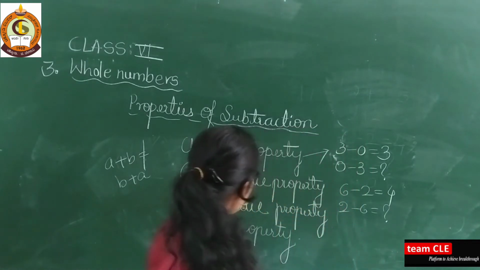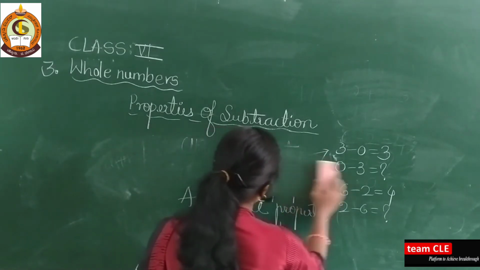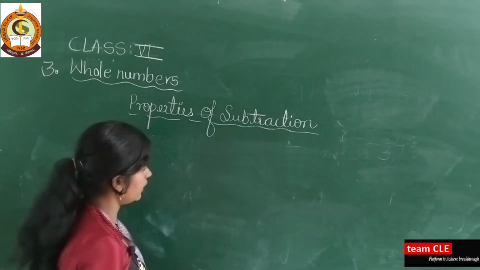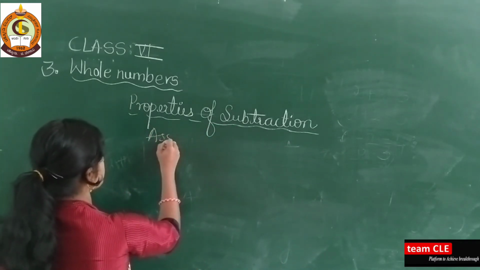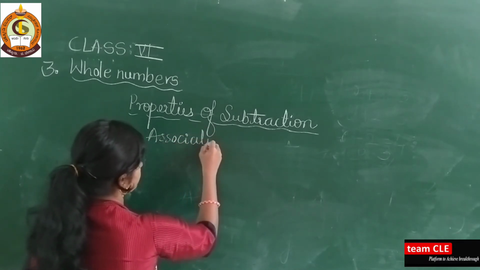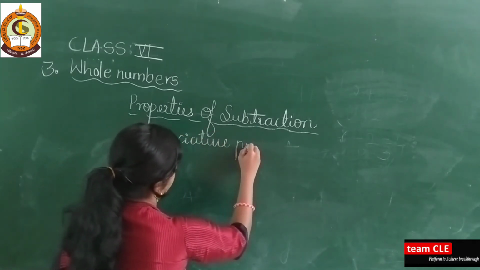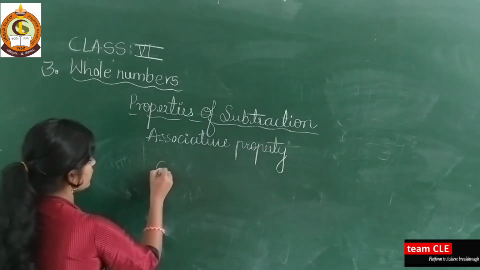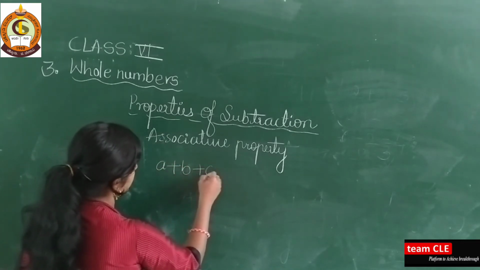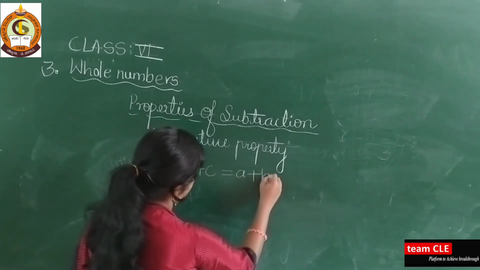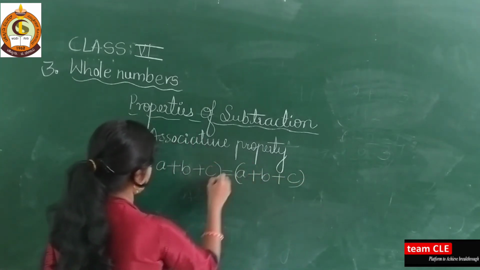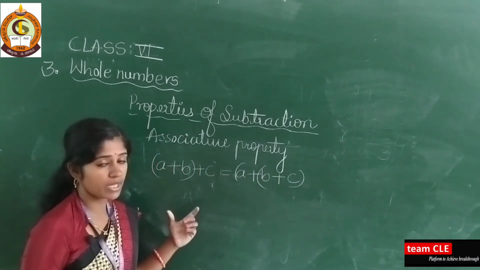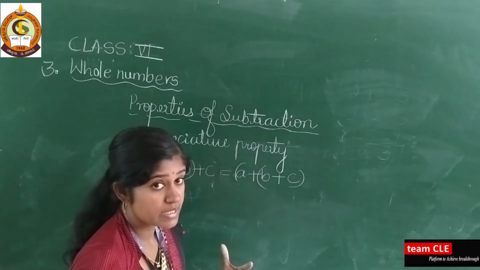Next you take the associative property. Okay, so already you know what this associative property is. You take any three numbers and make groups, but the sum will not change. That is the associative property. But here we are learning the associative property of subtraction.